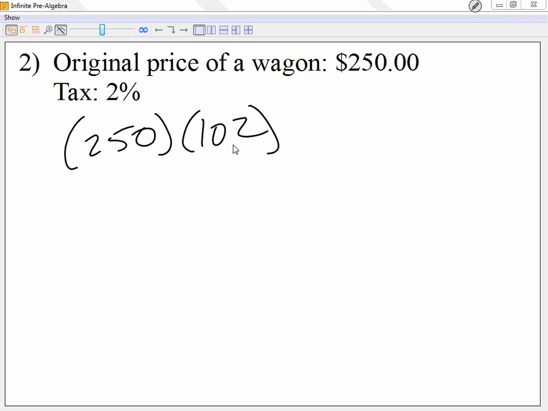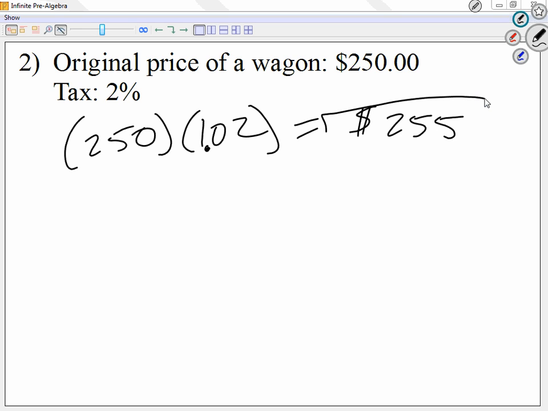Once again, once we write percent as a decimal, we write two decimal places. So I'm going to go 250 times 1.02. So 250 times 1.02, and I get 255. And that's how we find out how much the price is with taxes included.